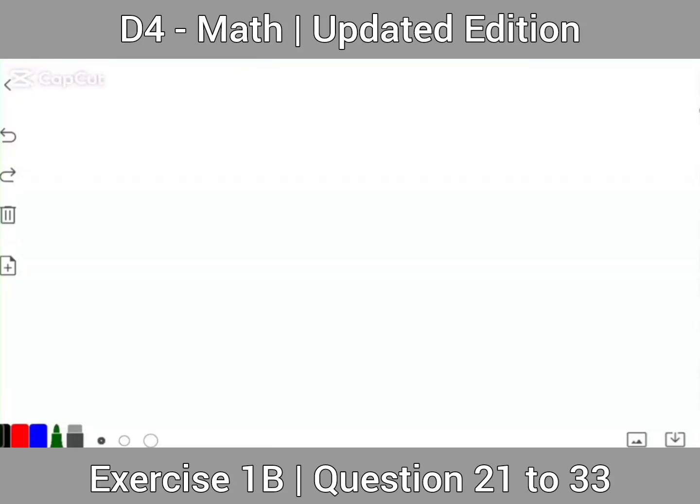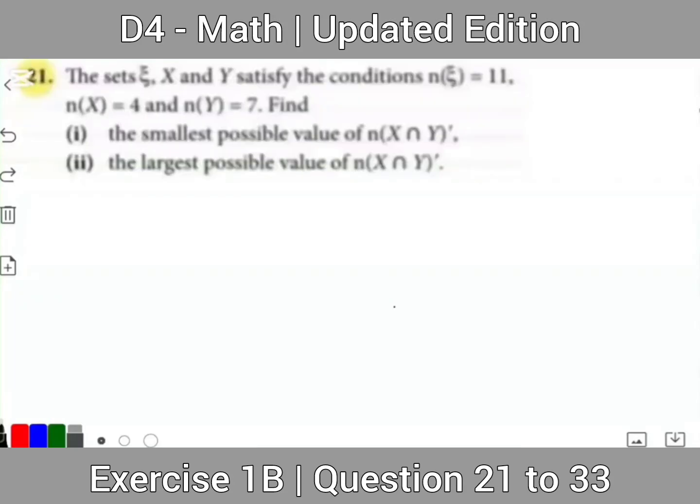Now we will start this video with question 21. In question 21, the sets η, X, and Y satisfy the conditions. The number of elements in the universal set is equal to 11. The number of elements in the set X is equal to 4. And the number of elements in the set Y is equal to 7. We have to find the smallest possible value of n of (X intersection Y) whole complement.